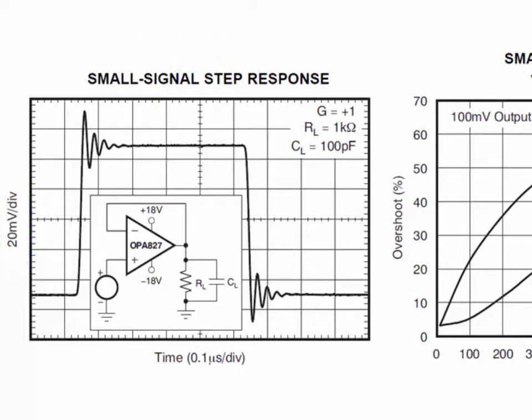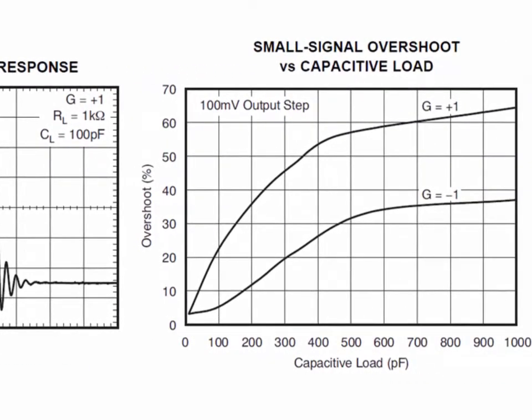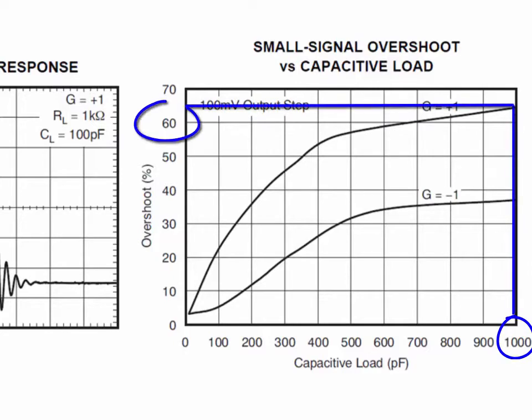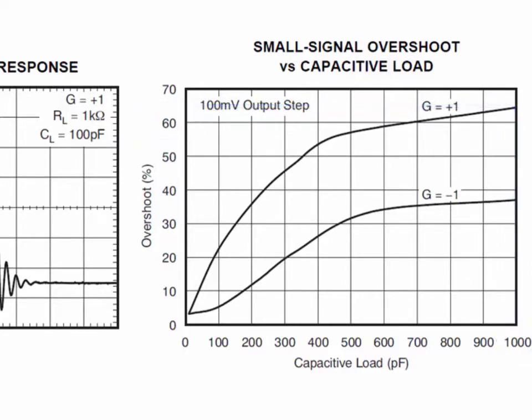As a general rule, a larger overshoot on the output implies that the op-amp is less stable. In this example using the OPA827, the maximum capacitance for a stable response is 1000 picofarads. This corresponds to about 60% overshoot.